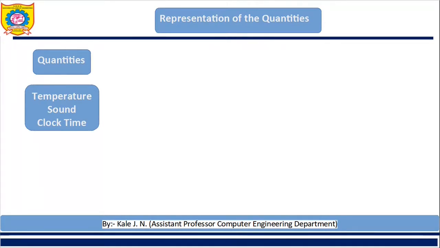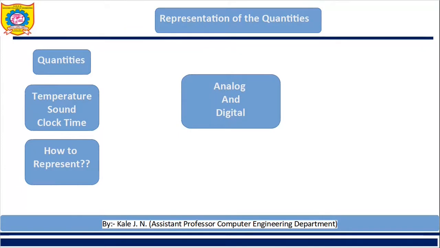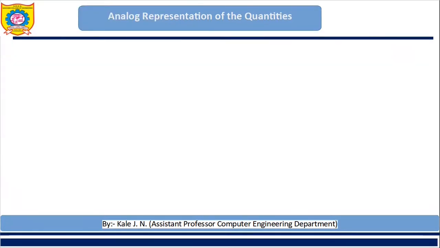So it is required to have good representation for these quantity values so that we can handle this quantity efficiently and accurately. There are two ways which are used to represent the value of quantity. The one is analog and the second one is digital. So first let us look at analog representation of the quantity.